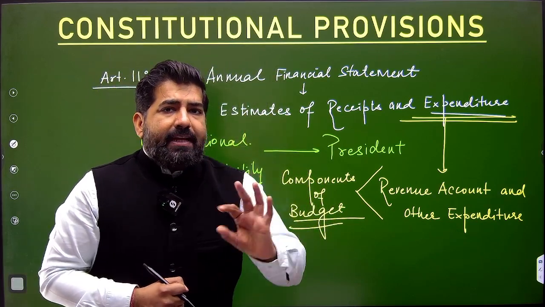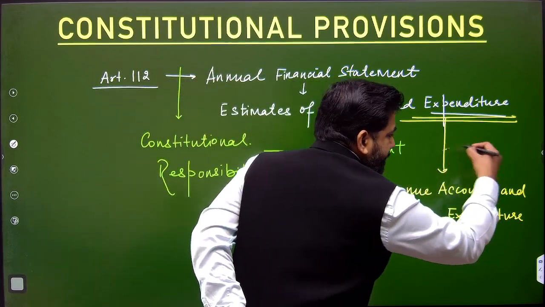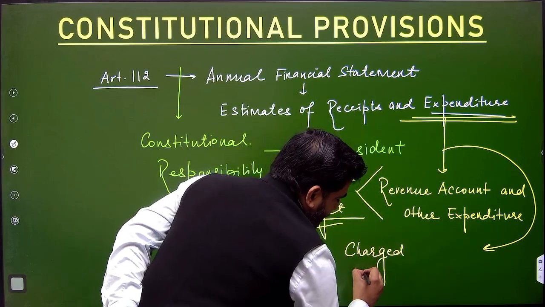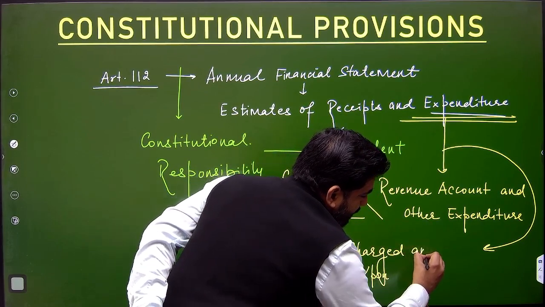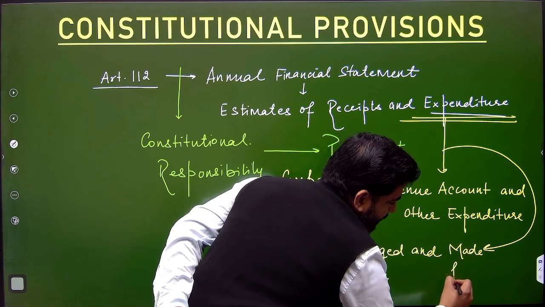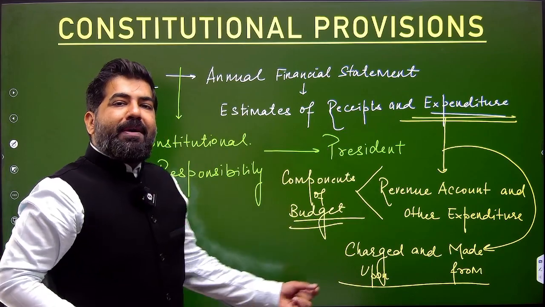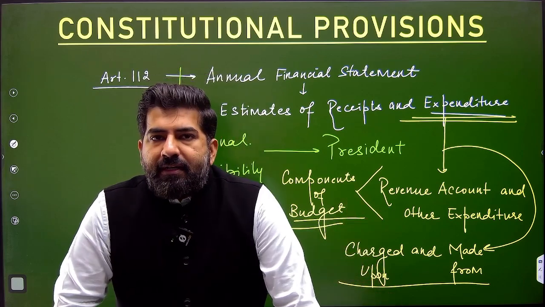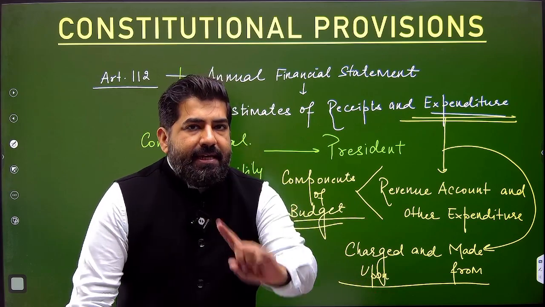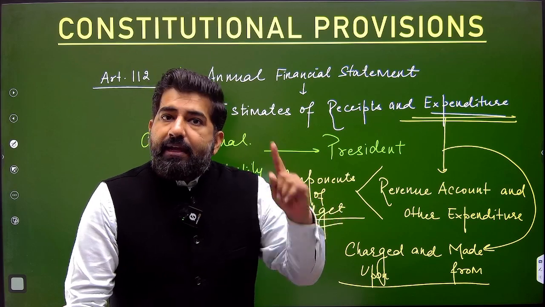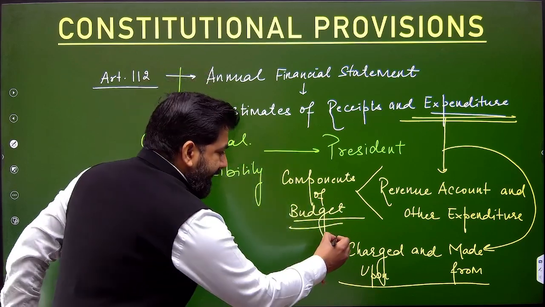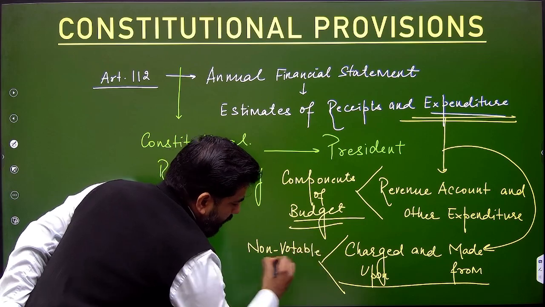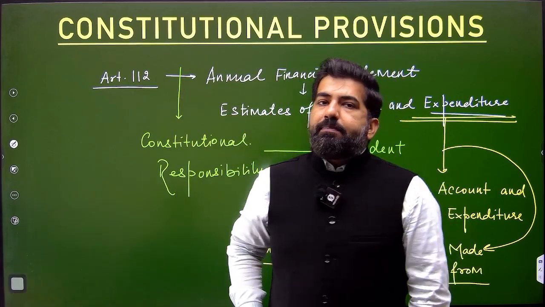Article 112 shows another important point, that the expenditure should also be classified as charged upon and made from the CFI. The difference between these two types of expenditure, I'm pretty sure you have studied polity well. Charged upon: if the expenditure is charged upon the CFI, that means it can be discussed in the parliament, but it is non-votable, guys. Yes or no? The expenditure cannot be voted upon in the parliament.